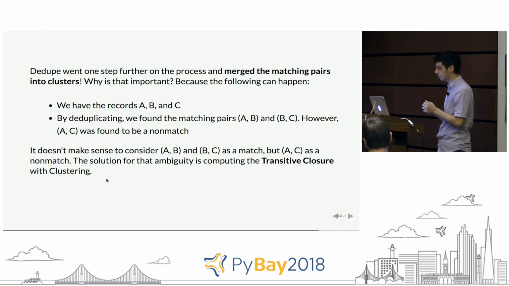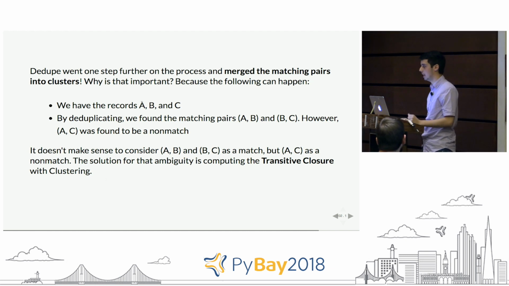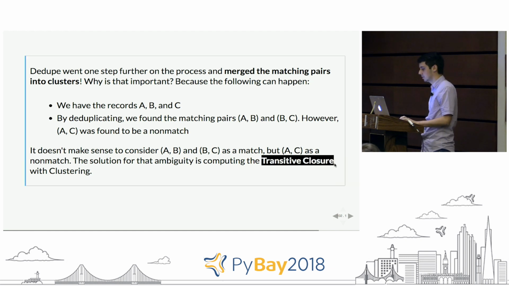Why is that important? Because the following can happen. You can have records A, B, and C, and by deduplicating find that A and B are matching, B and C are a match, but A and C is a no-match. And that makes no sense, because how can that be? These two match and A and C doesn't match? Doesn't make sense. So you have to compute the transitive closure of the pairs with clustering.